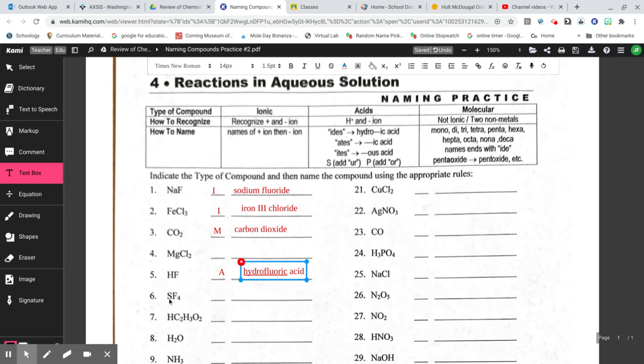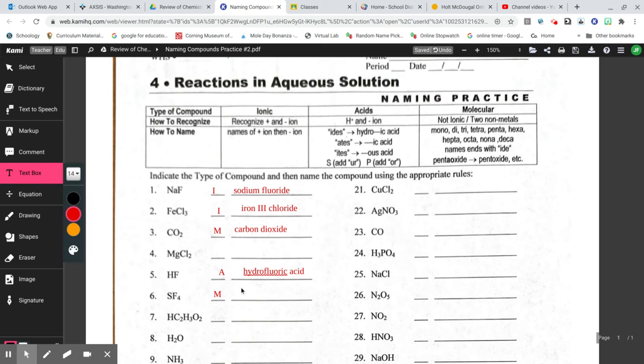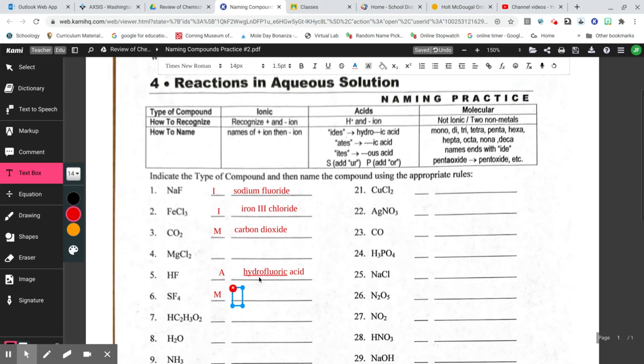Let's drop down and take a look at number 6 here. So number 6 is SF4. So we know this is molecular because we have two nonmetals. And we have one S, so we will not put mono in the front. So we'll just put sulfur. And then we have 4 of the F's, so that's tetrafluoride.